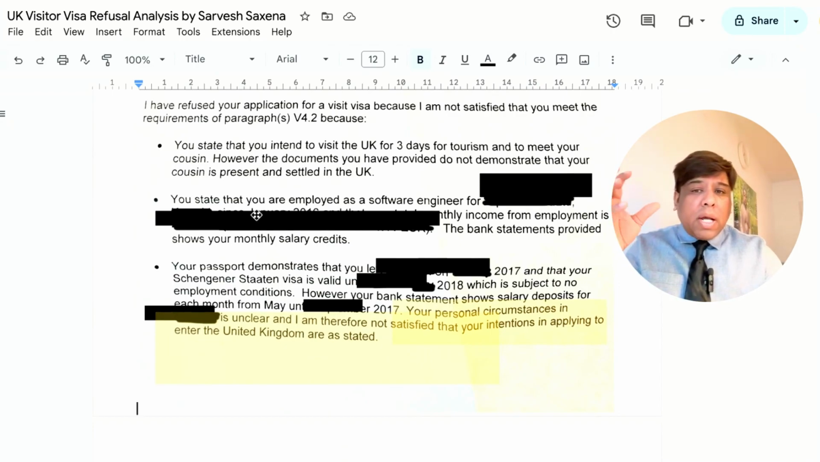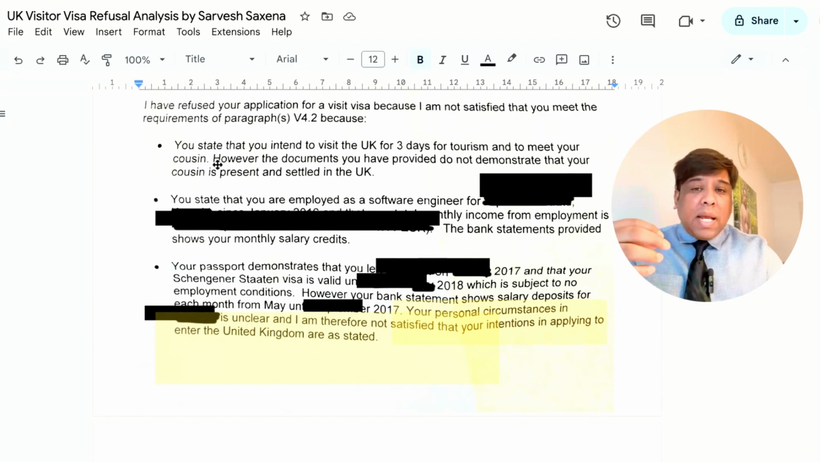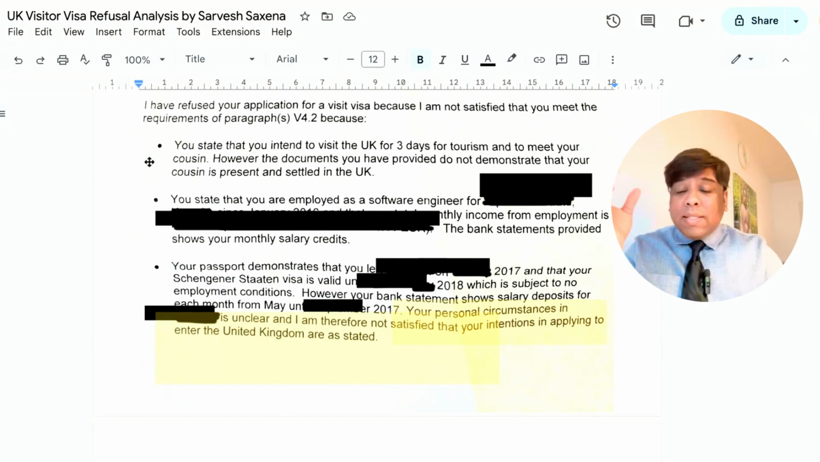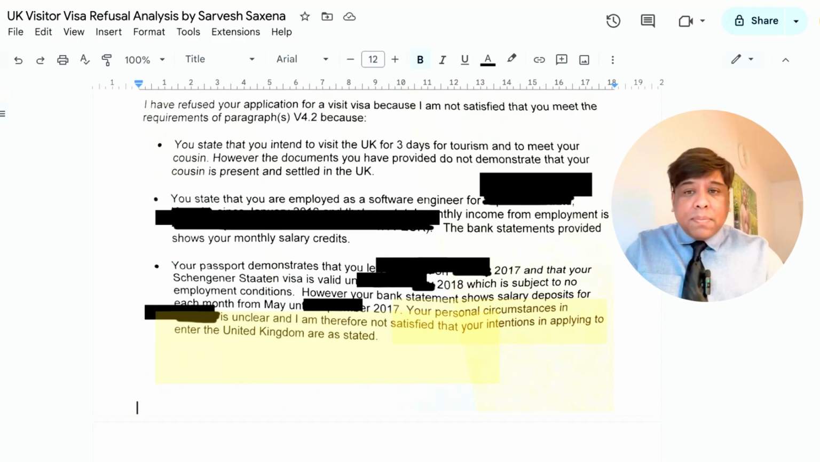But in short, I can help you understand that this person was going to meet a family member in the UK, a cousin, you can see, but they have stated that the documents provided do not demonstrate that your cousin is present and settled in the UK. So that is one reason, because he's saying that he's going to the UK for 3 days to meet his cousin, but there was no evidence to show that there is a cousin who is presently in the UK and has settled status.